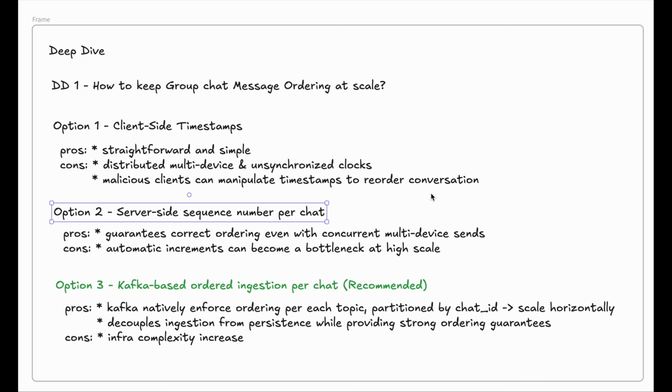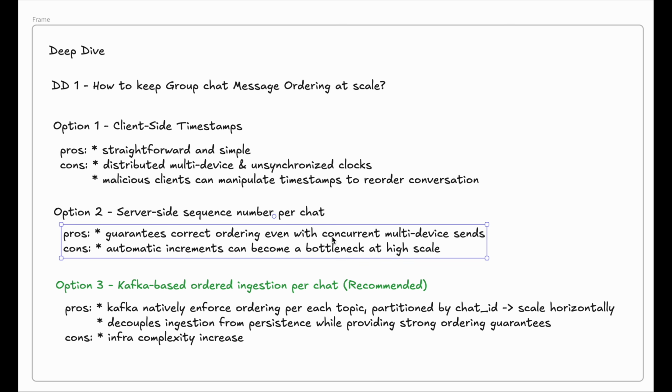Each message is assigned a unique, monotonically increasing sequence number during ingestion and persisted in the message table. So all queries, rendering, read resets, etc. use this sequence for deterministic order. And this guarantees the correct ordering even with concurrent multi-device sends.